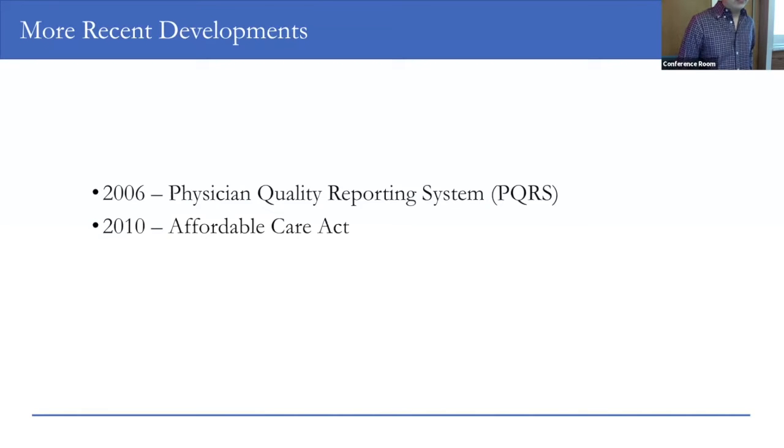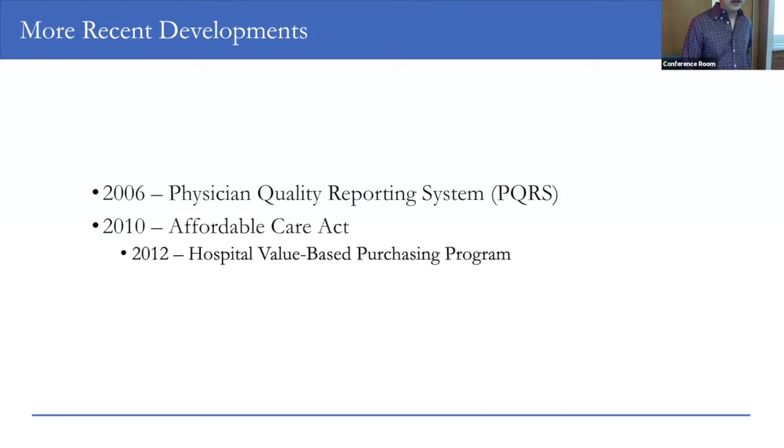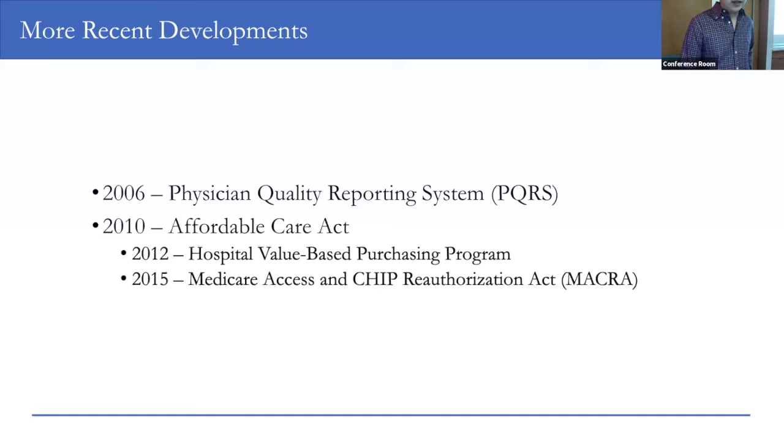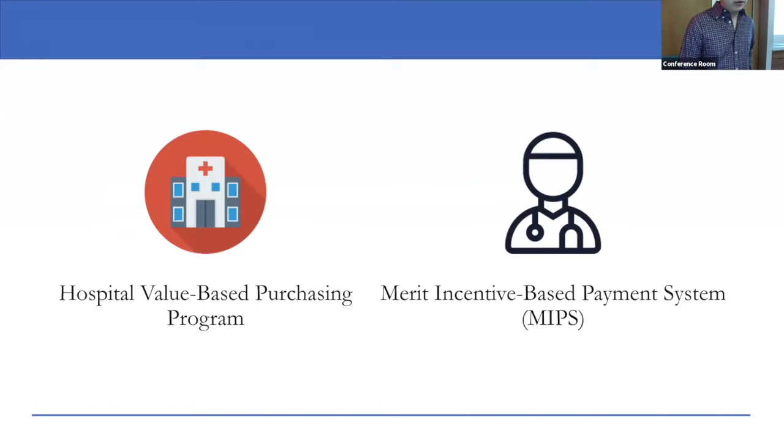And then, of course, in 2010, the Affordable Care Act was passed, and this included several mandates to improve the value and quality of care in the US in general. More specifically, in 2012, the Hospital Value-Based Purchasing Program was implemented, and in 2015, the Medicare Access and CHIP Reauthorization Act, or MACRA, was passed. I'll go into a little more detail about these two pieces of legislation. These two programs, I think, are the ones that are going to affect our practice the most going forward.